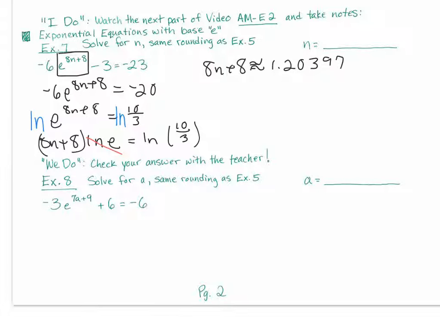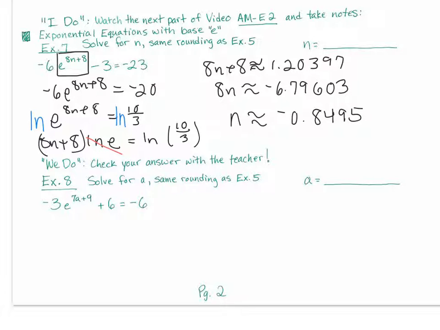So now we're going to get 8n alone by subtracting, and that approximately is going to be negative 6.79603. Again, go to 5 places. We're not to the end yet. And then finally divide by 8, and we get our answer. And it's going to be approximately negative 0.8495.